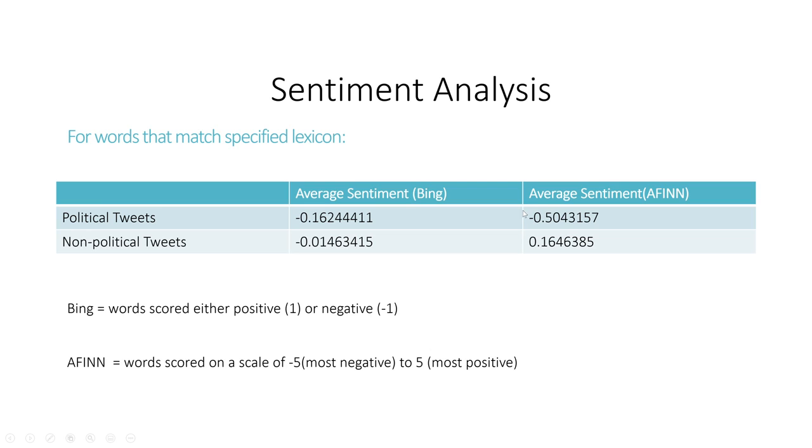I did the same thing for another lexicon called AFINN, which scores words on a scale of -5 for most negative to 5 for most positive. And as you can see, the political tweets are much more negative than the non-political tweets. But I want to very briefly mention a huge caveat or limitation: I didn't do any statistical tests of significance for the differences of these means, but that's beyond the scope of this course. I just wanted to mention that it's something that you would want to do.